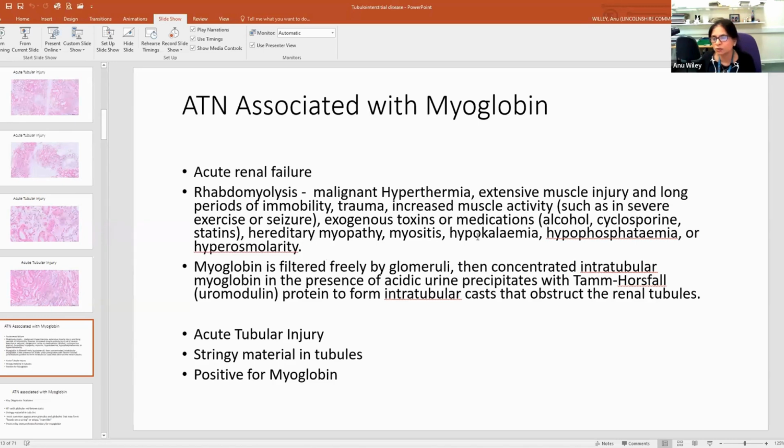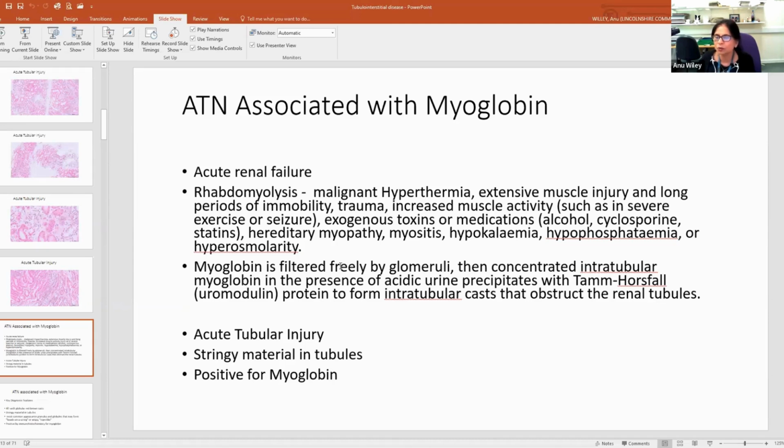So these are some of the ones that can cause rhabdomyolysis. One of the things that we now see more is medications. One of the medications that we come across is the intake of statins for hypercholesterolemia. That definitely has a direct link to developing myoglobin injury.